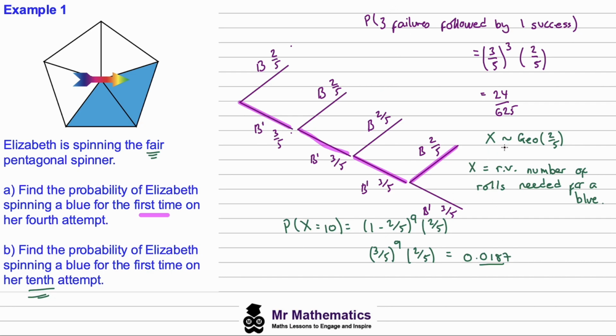If X is distributed geometrically, then the probability of our random variable being any observed value will be one success followed by previous fails. And if the success happens on the Xth attempt, then the previous fails must be X minus 1. And this is the formula to work out a probability for a geometric distribution. Let's try and use this formula in example 2.